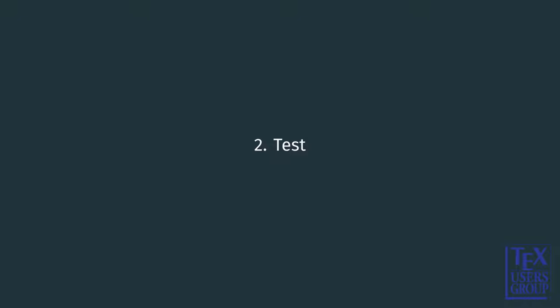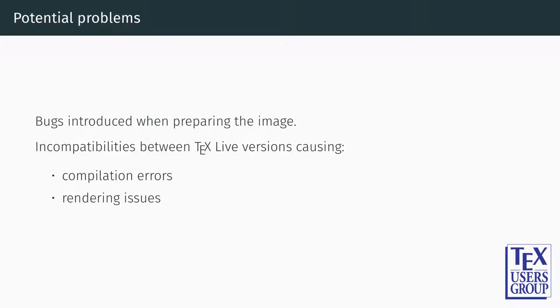Now, as I said at the beginning of this presentation, we want to avoid causing problems for our users as much as possible. One thing we can do is test the image and try to catch problems and bugs before we make it available. Sometimes we make mistakes when preparing the image, but there are also many differences between two TeXLive releases that are not necessarily backwards compatible. Some differences change how the resulting document looks, for example, changing where elements are positioned or how much spacing there is between things. Some other differences will result in compile errors in a document that compiled fine without errors before.